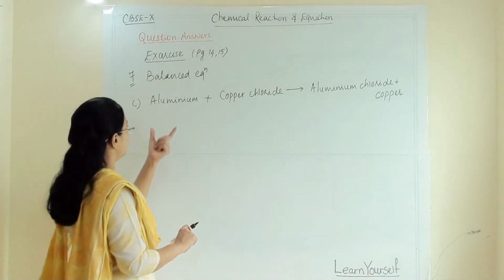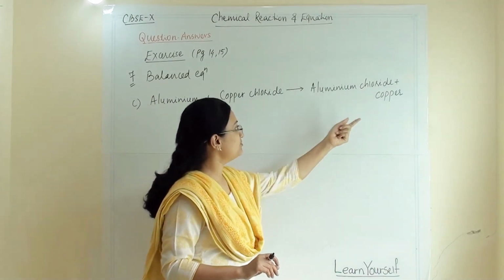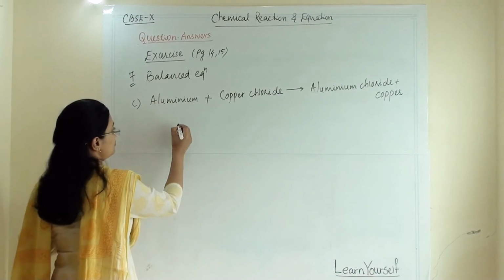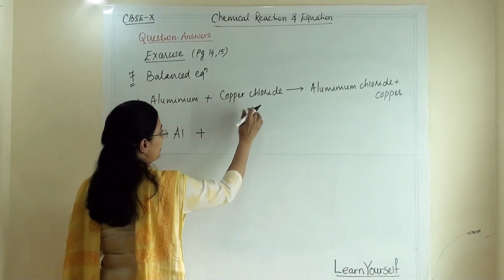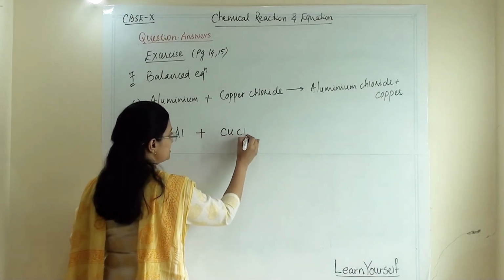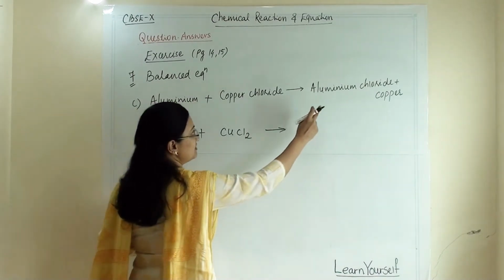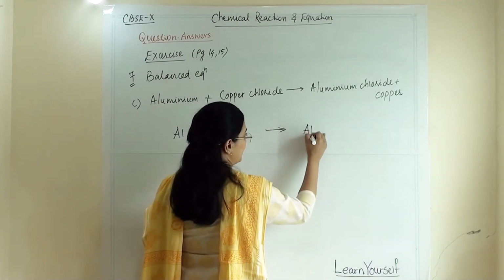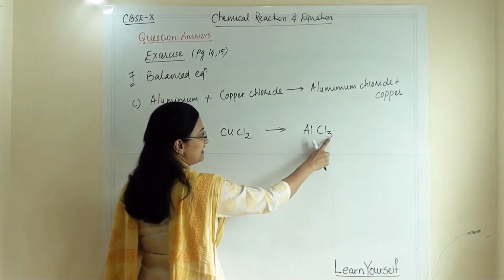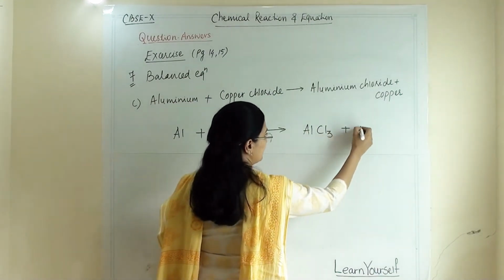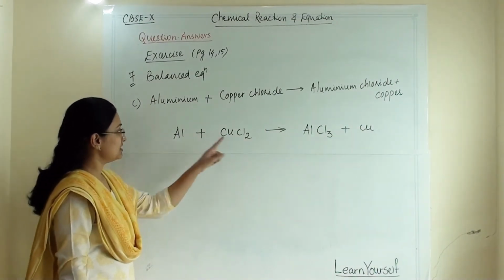Next question. Aluminium plus copper chloride will give us aluminium chloride plus copper. So aluminium plus copper chloride, which is CuCl2. Then it will give us aluminium chloride, AlCl3. Why? Because aluminium's combining capacity is 3. Then plus Cu. Now we have to balance Cl here.